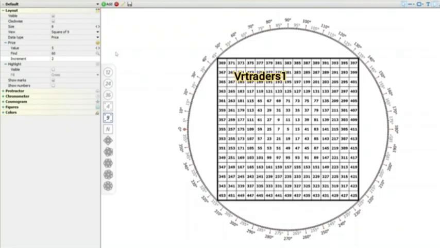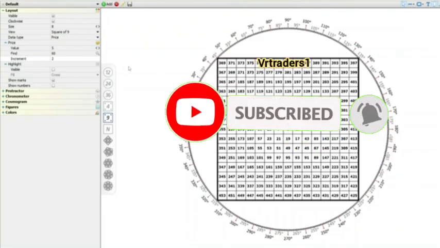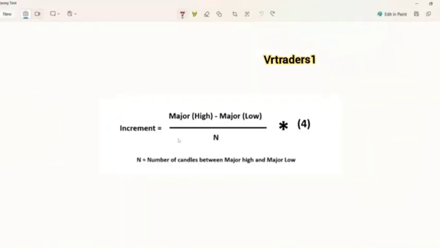The problem comes in the Gann Square of 9 when the price of the stock or index is very high. For example, Nifty is a 5-digit price. So what will be the increment part? Here is our increment part. And how to find more accurate support and resistance levels? Only for this, we are going to use the modified version of the Gann Square of 9. To find the increment value, we will use one formula. The formula is increment equals measure high minus measure low divided by n into 4, where n equals the number of candles between measure high and measure low.